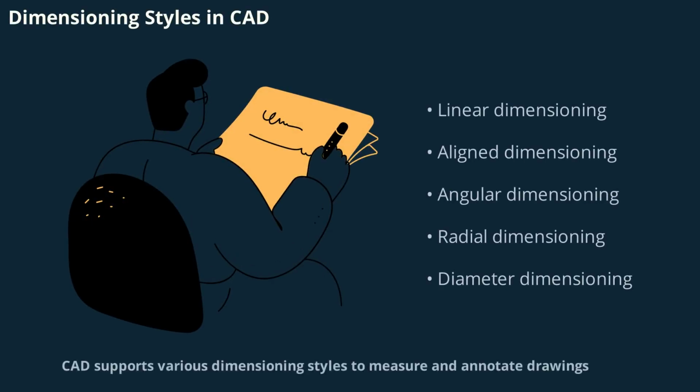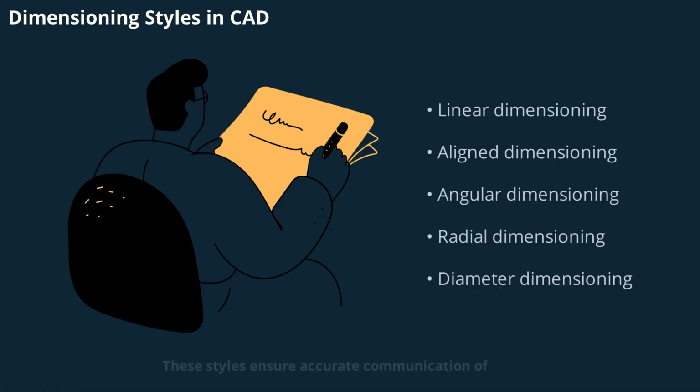AutoCAD supports various dimensioning styles to measure and annotate drawings. Linear dimensioning measures horizontal or vertical distances. Aligned dimensioning measures the true length of inclined lines. Angular dimensioning measures angles between lines. Radial dimensioning measures the radius of arcs and circles, while diameter dimensioning measures the diameter of circles and arcs. These styles ensure accurate communication of measurements and design intent in technical drawing.